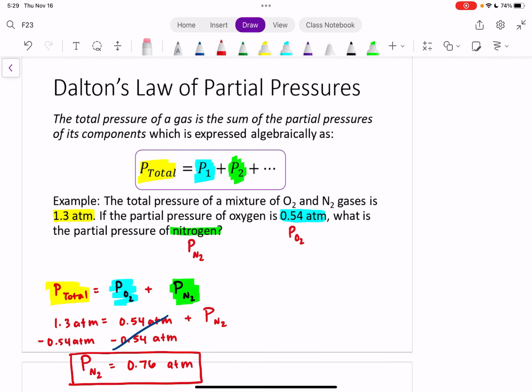You could have also been given your partial pressures of your different gases in your mixture and been asked to figure out the total pressure. And in that case, you just need to add up all of those partial pressures.